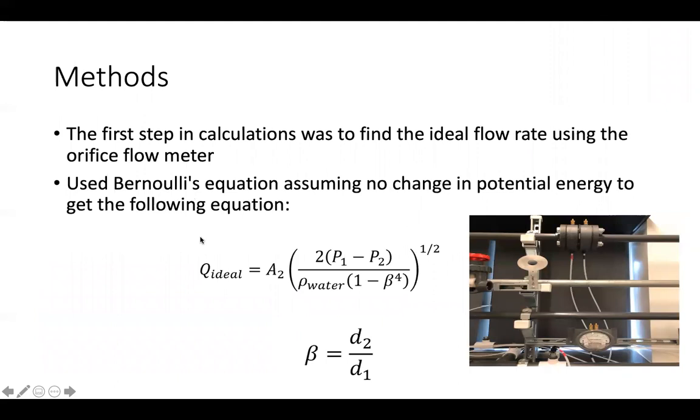Our first step in calculation was to find the ideal flow rate using the orifice flow meter. This equation was derived using Bernoulli's equation, assuming no change in potential energy as well as neglecting viscous effects. This A2 here represents the cross-sectional area of the orifice plate, and this pressure drop is the pressure drop across the orifice plate. This beta here represents the ratio of diameters, with D2 representing the orifice plate diameter and D1 representing the pipe diameter.